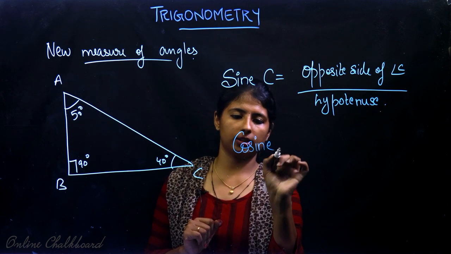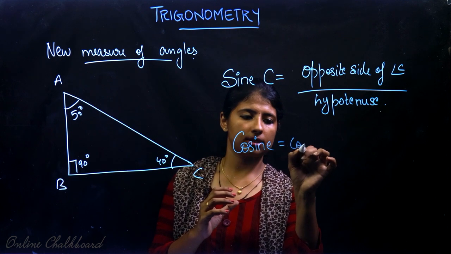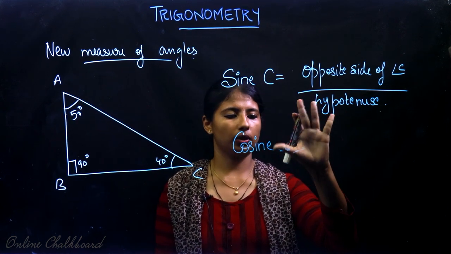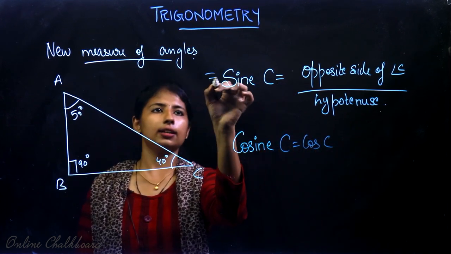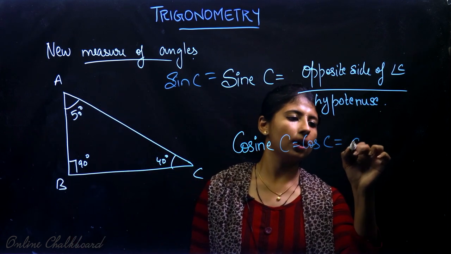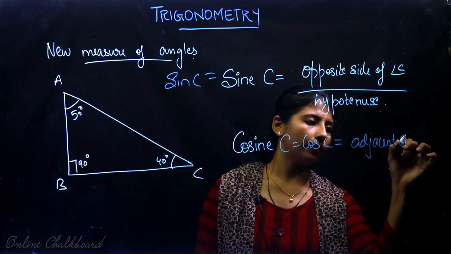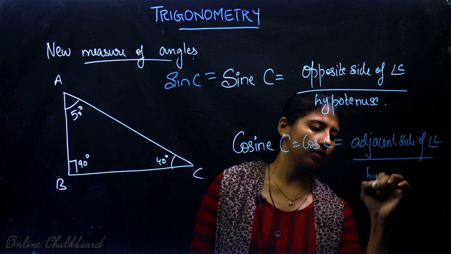Cosine is the function. That is the same thing. Cosine of angle C is cos C. Similarly, sine is sin C. Sin C is equal to the opposite side of angle C by hypotenuse.